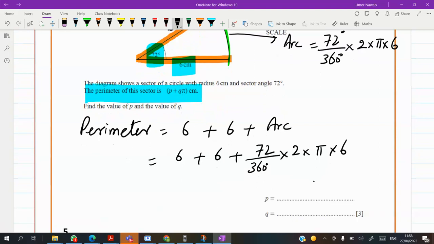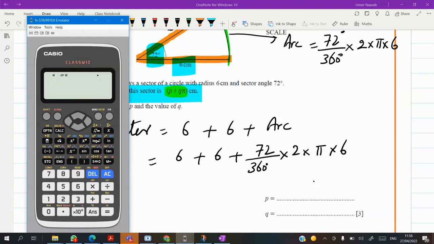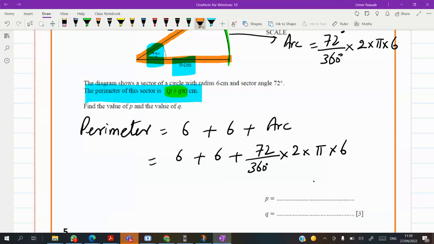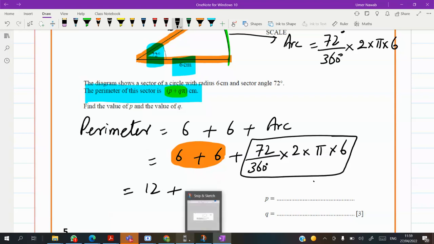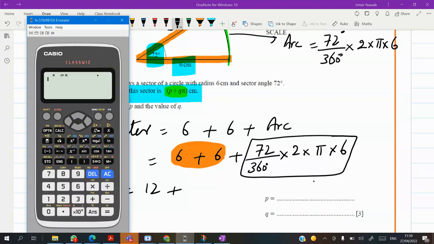But be careful, we want to get the answer in terms of pi. In our last question, when we wrote the full expression in the calculator, it gave us the answer in decimal form. So it's better to solve this one separately. 6 plus 6 gives you 12, and this one you compute separately: 72 over 360 times 2 times pi times 6. When we solve it, our calculator will give us the answer in terms of pi.